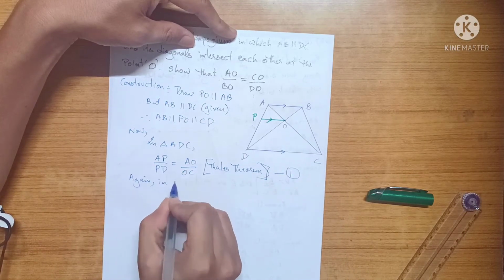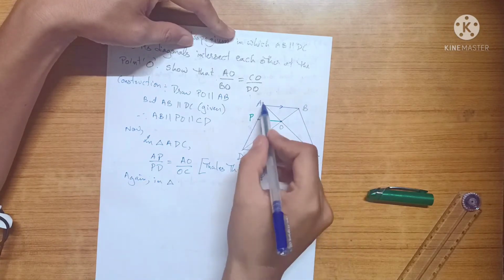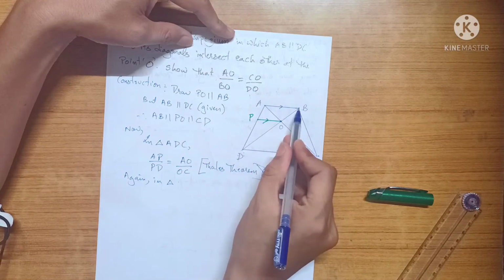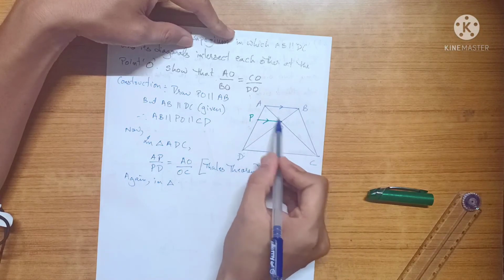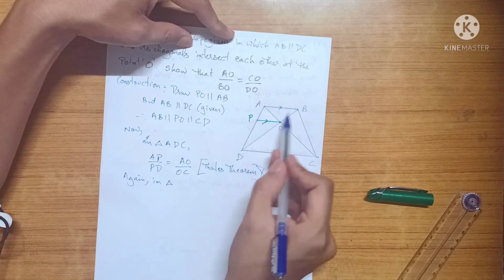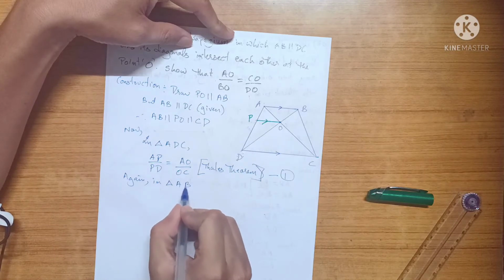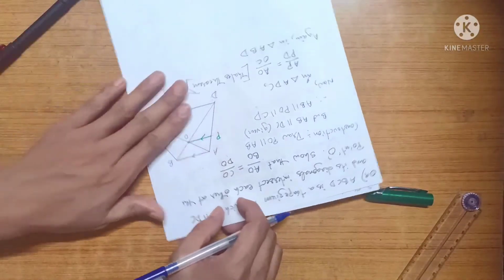Again, these two are parallel, so I took triangle ADC. But PO is also parallel to AB, right? So let's take the triangle which includes PO and AB. That is ABD, right? So in triangle ABD, let me just turn this a little bit like this so you guys can have a better idea.